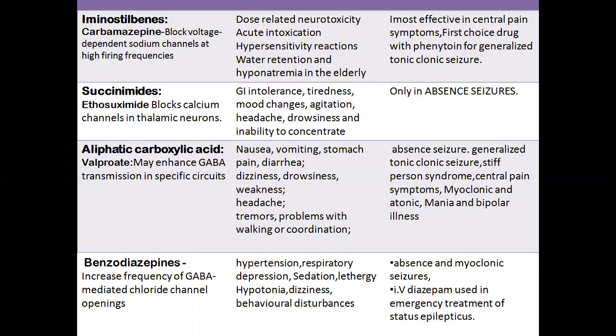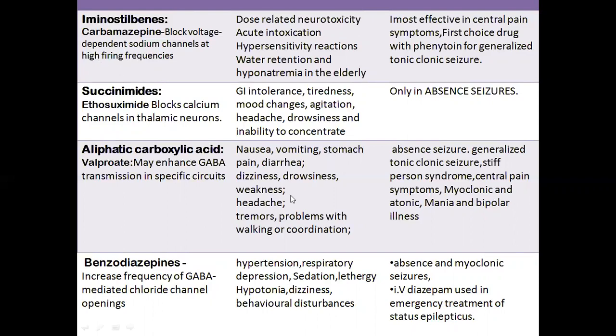Our next group is succinimides. Ethosuximide is a succinimide drug which blocks calcium channels in thalamic neurons. Some adverse effects are GI intolerance, tiredness, mood changes, agitation, headache, drowsiness, and inability to concentrate. It is only used in case of absence seizures.